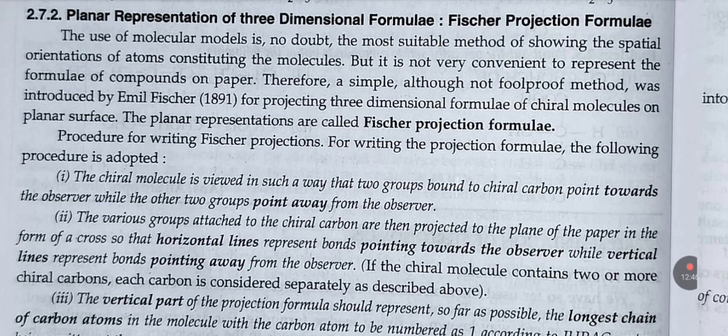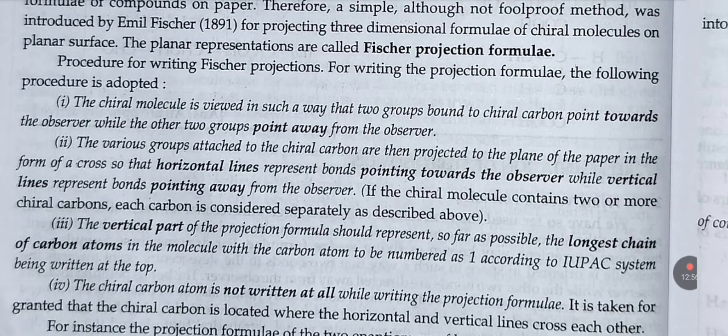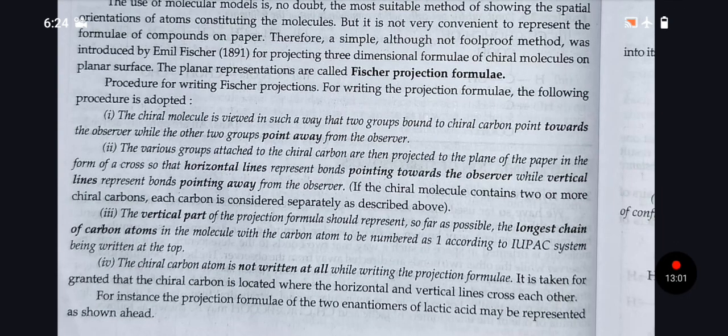Procedure for writing Fischer projection. For writing the projection formula, the following procedure is adopted. First, the chiral molecule is viewed in such a way that two groups around the chiral carbon point towards the observer while the other two groups point away from the observer. Second, the various groups attached to the chiral carbon are then projected onto the plane of the paper in the form of a cross, so that horizontal lines represent bonds pointing towards the observer while vertical lines represent bonds pointing away from the observer.